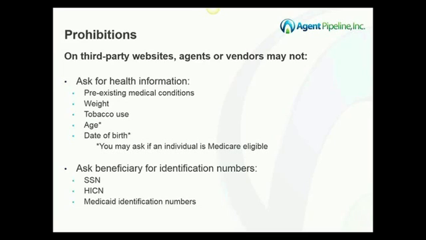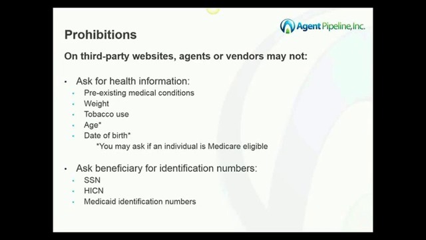This is going to include pre-existing medical conditions, weight, tobacco use, age, and date of birth. You can ask if an individual is Medicare eligible. That's okay, but you can't ask for their specific age or date of birth. And again, keep in mind, this is Medicare Advantage and Part D only. So if you have a website that only discusses Medicare supplement plans or only discusses ACA or life, for example, this section is not going to apply to it.